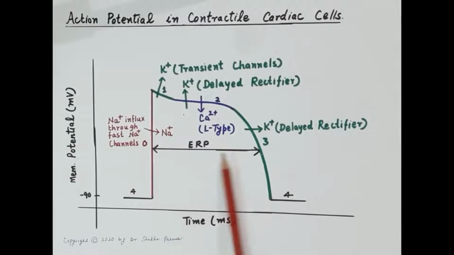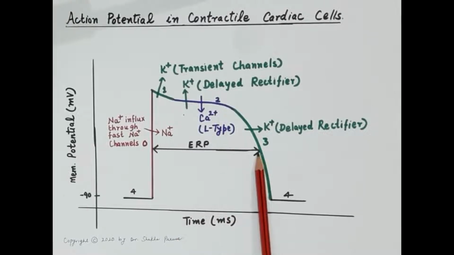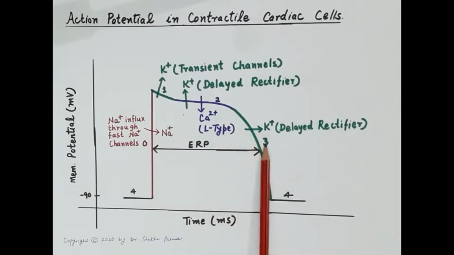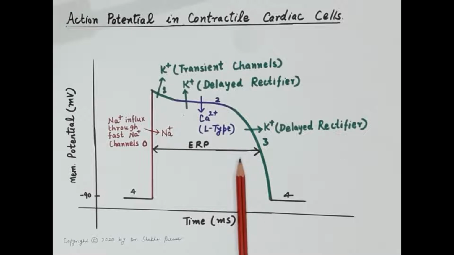Now this period is termed the effective refractory period. During phase 0, phase 1, phase 2 and phase 3, the cells are refractory. That means during the effective refractory period, these contractile cardiac cells cannot be stimulated, and they do not produce a new propagated action potential.